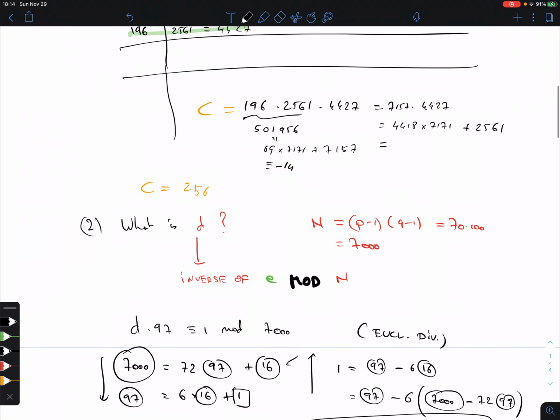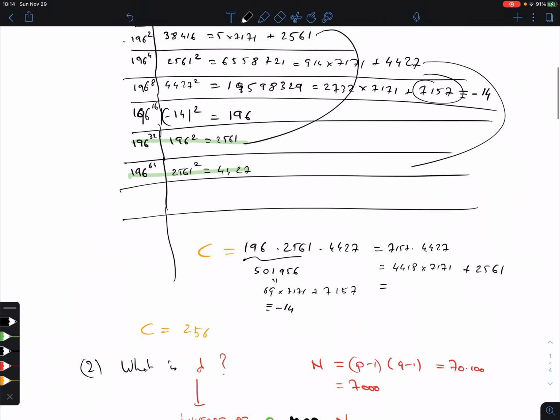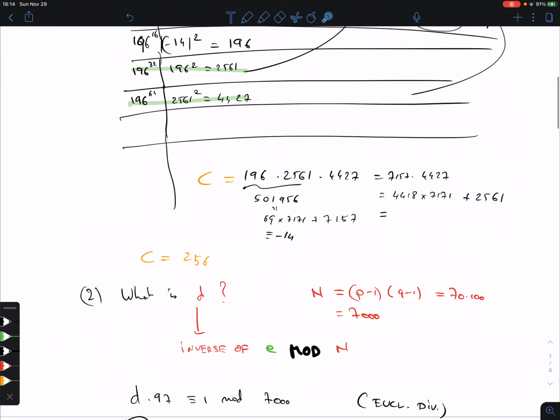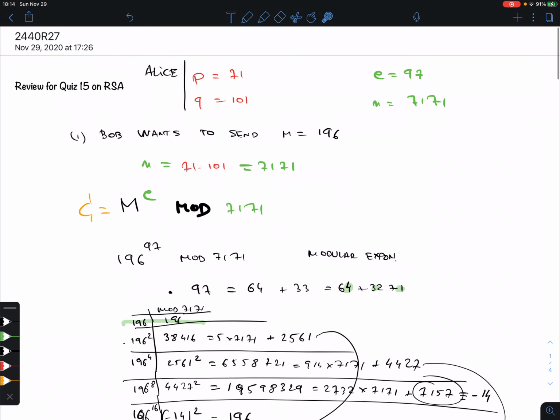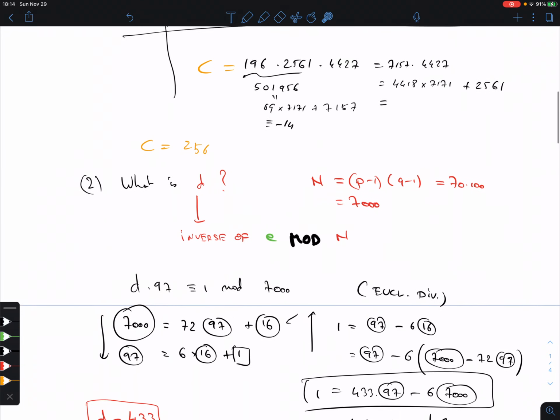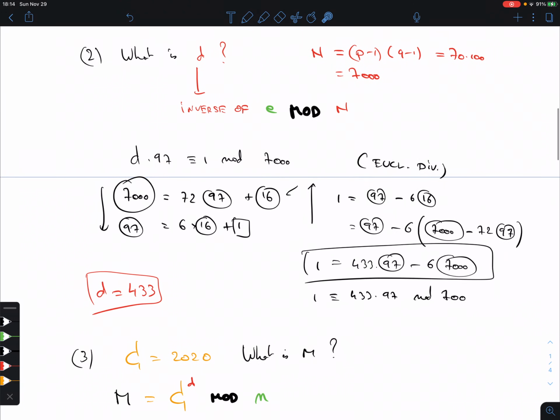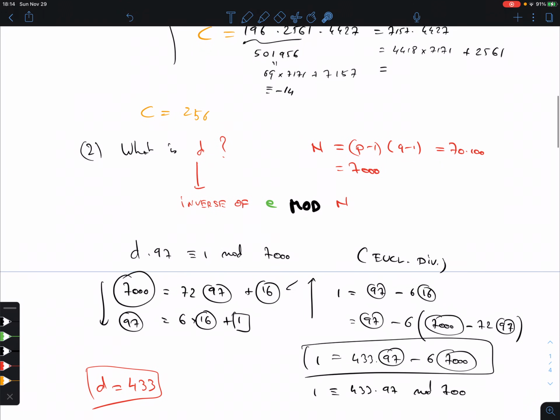And for the same reason, you can also check your first answer, right? You found this code here. Well, now you can decode it because you know D, and so you find out that that's the original message. What was the original message? 196.